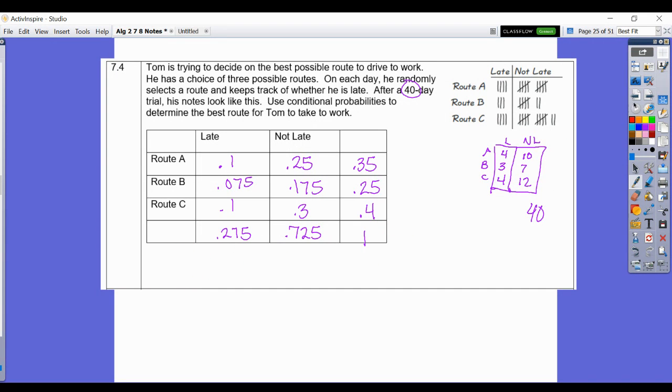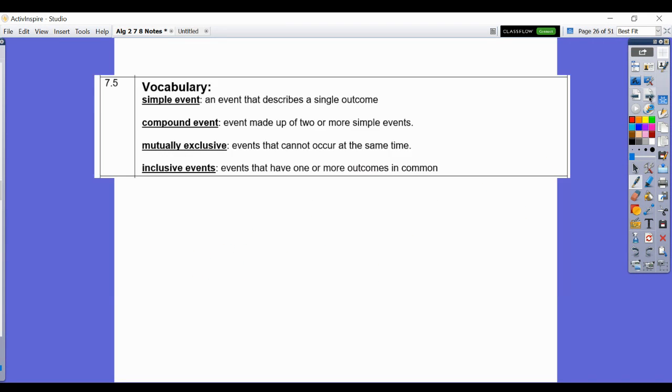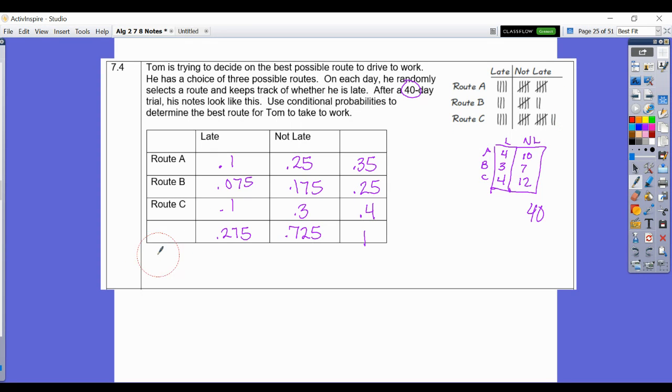So let me just check. I think they're on the next page. Oh, no, they're not. But we're going to ask them anyway. Okay, so what's the probability that you're not late given that you're on route A? So you can kind of tell here that most of the time you're going to not be late, but some of them are more late than others.